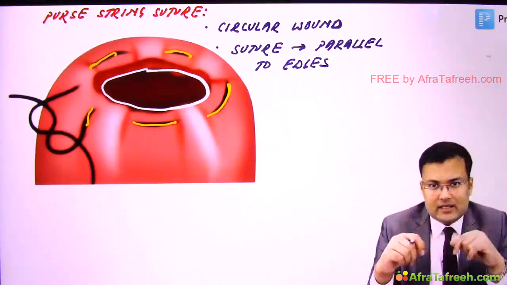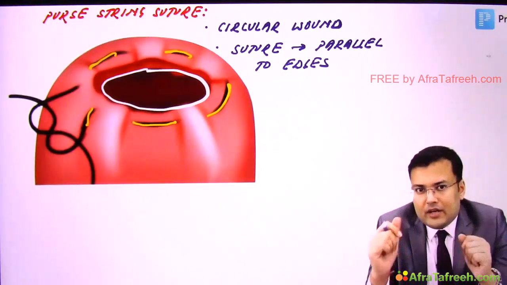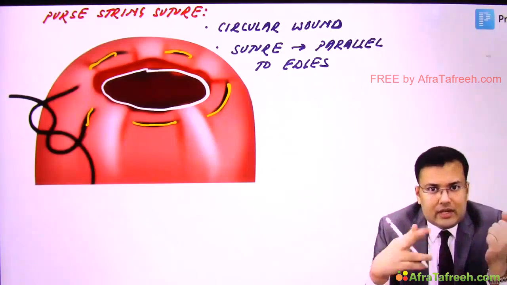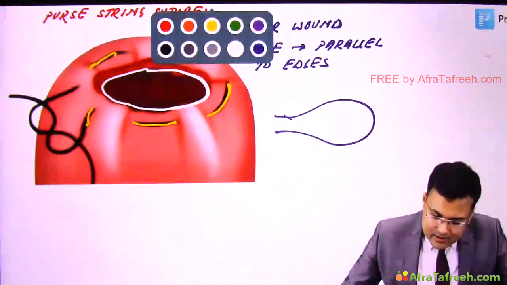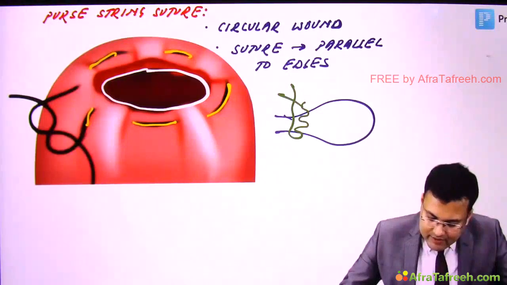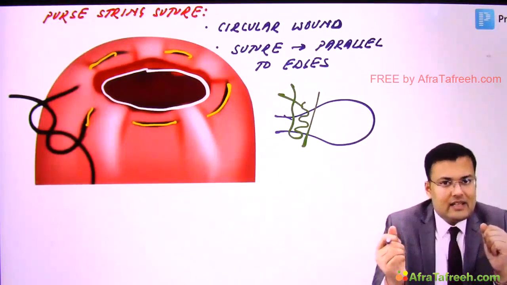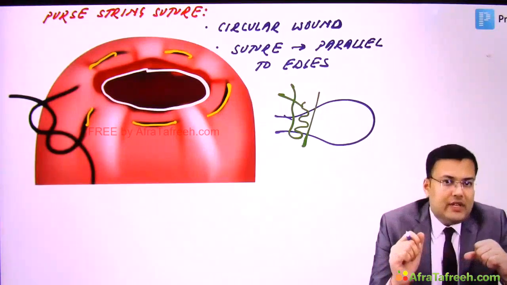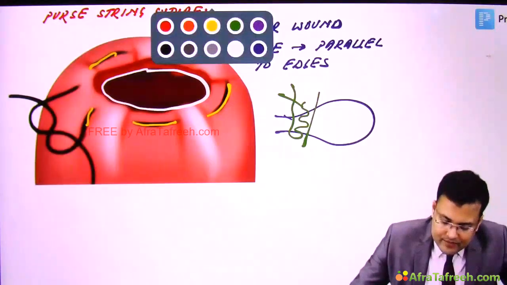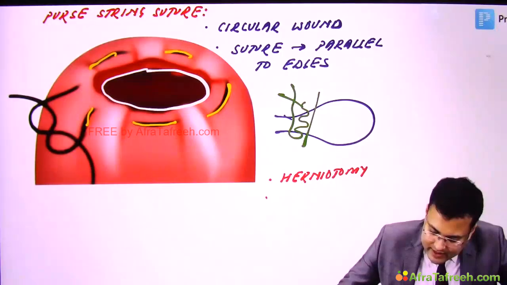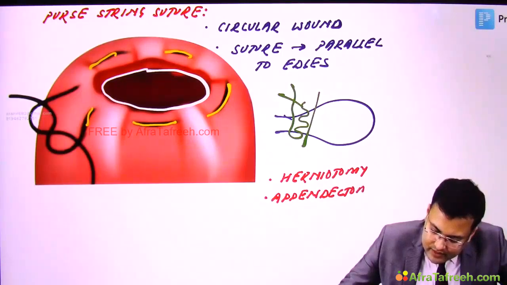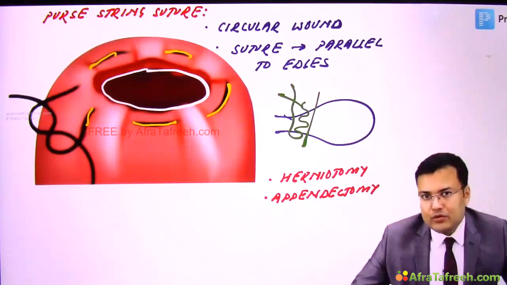Now what is the use of this purse string suture? We discussed in hernia surgery, when we were performing herniotomy, we were taking the purse string suture, and then, can you see, this was the sac, and we were applying purse string suture like this, and then we were excising the redundant sac. Second, in appendectomy also we take purse string suture. So in surgery, what is the role of purse string suture? It is used in herniotomy or hernia surgery, and second, it is used in appendectomy. Clear? So these are the important types of suturing techniques.